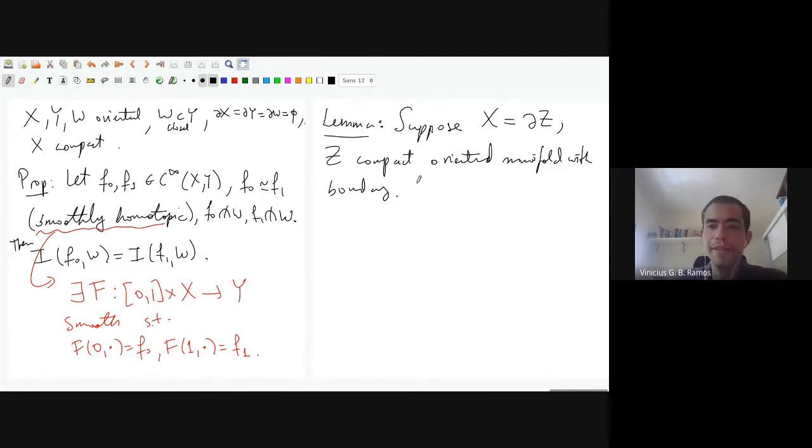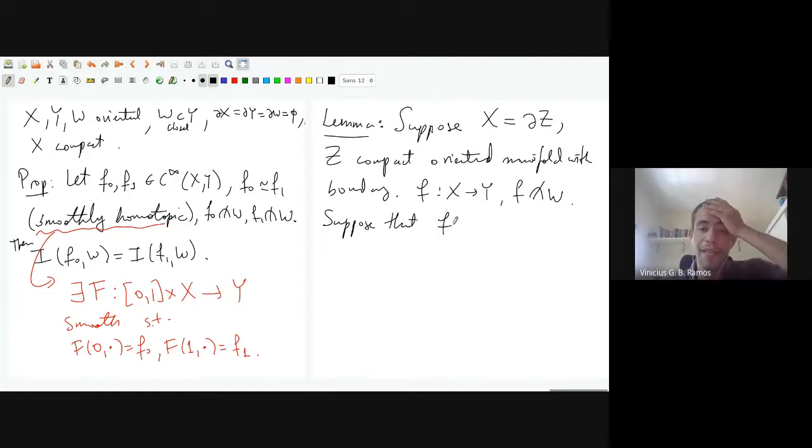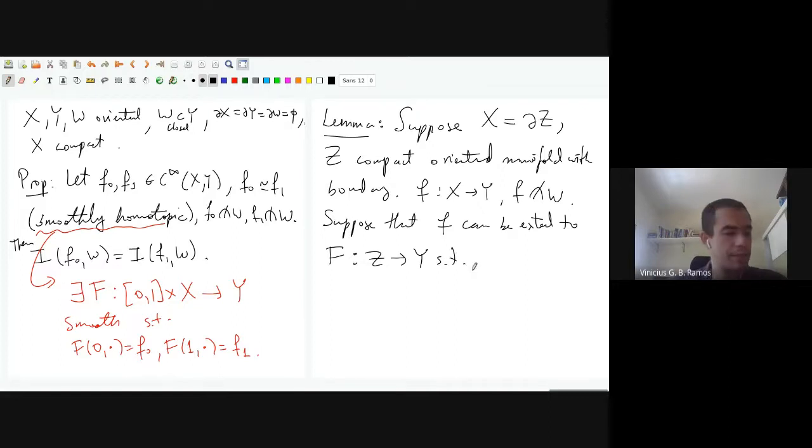And suppose that f is a function from X to Y such that f is transverse to W, and suppose that f can be extended to a function F from Z to Y. Then the intersection number of f and W is equal to 0.